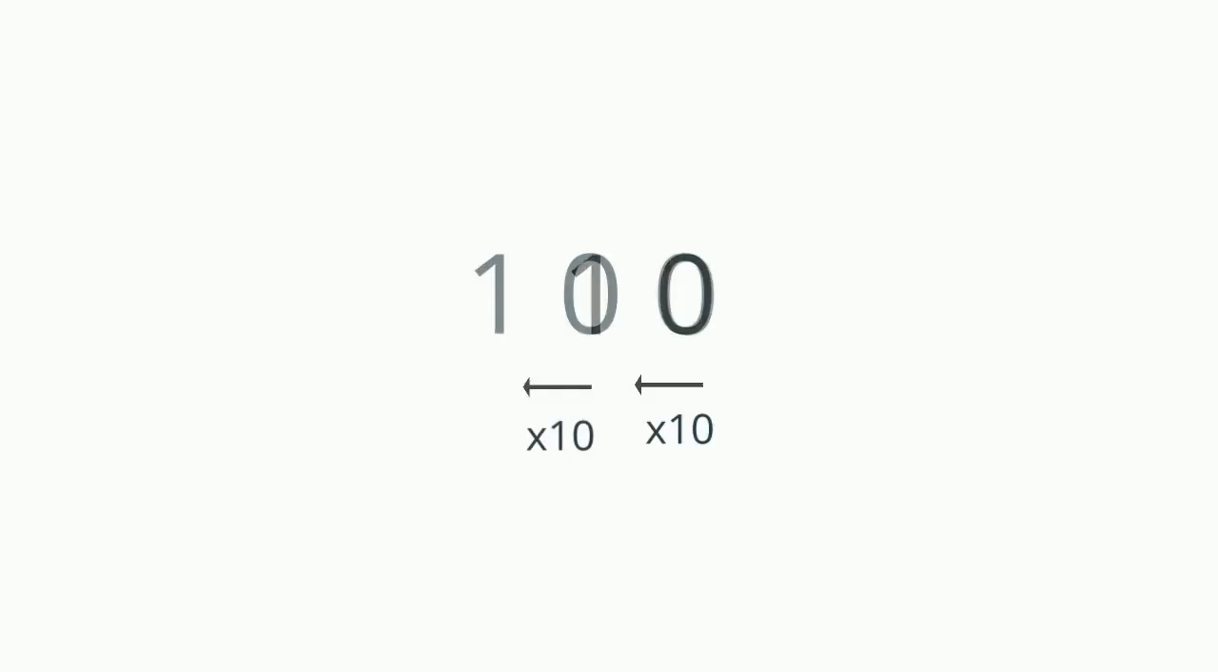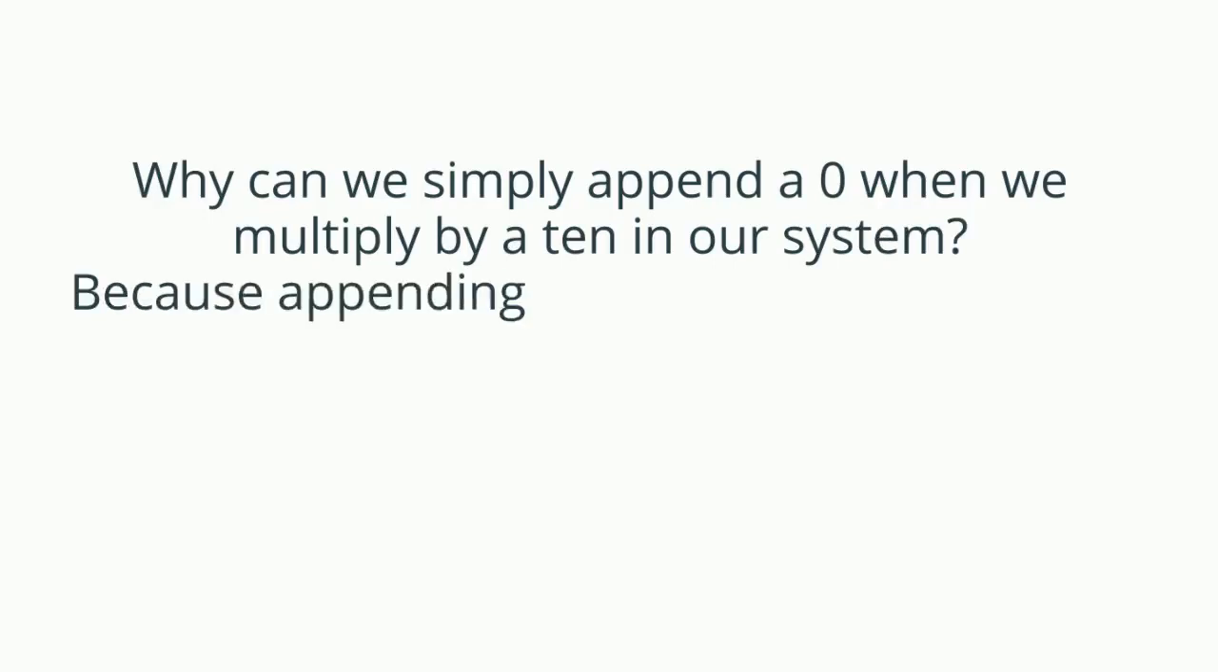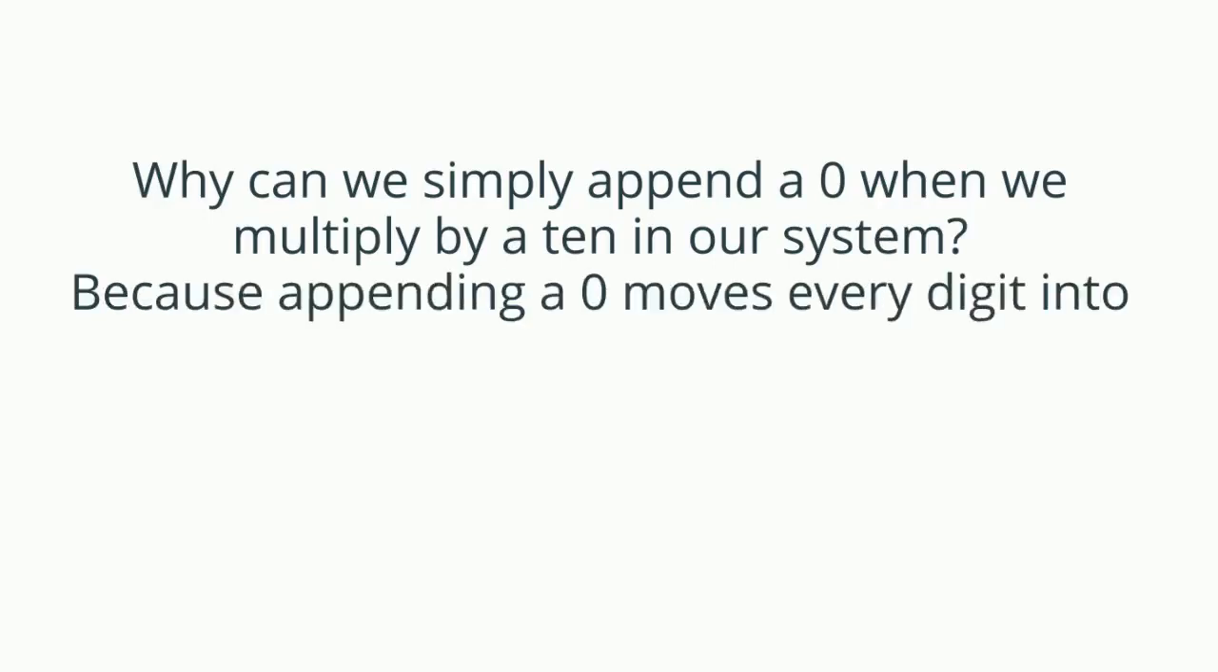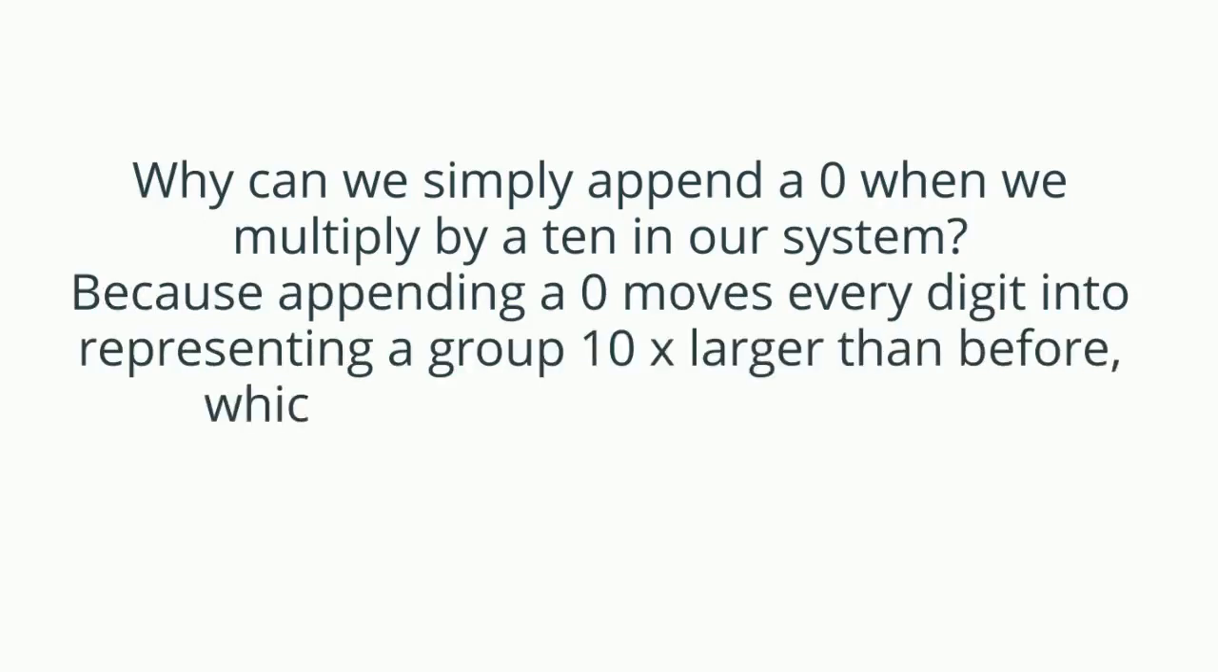In our base 10 number system, we group by tens, so each place value represents a different power of 10. So appending a 0 is the same as multiplying by 10. So why can we simply append a 0 when we multiply by 10 in our system? Because appending a 0 moves every digit into representing a group 10 times larger than before, which is exactly what 10 times means.